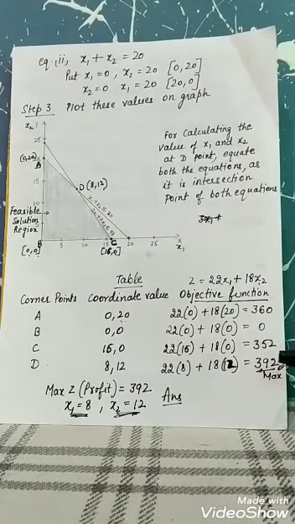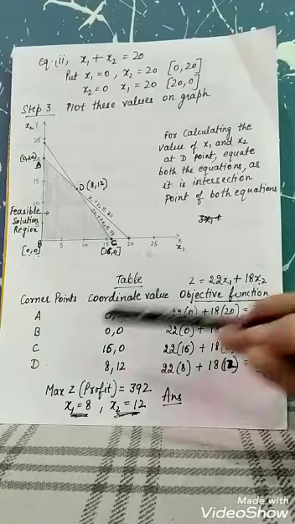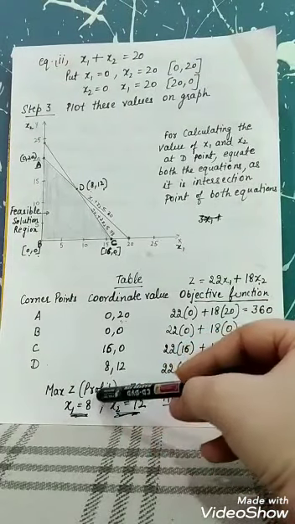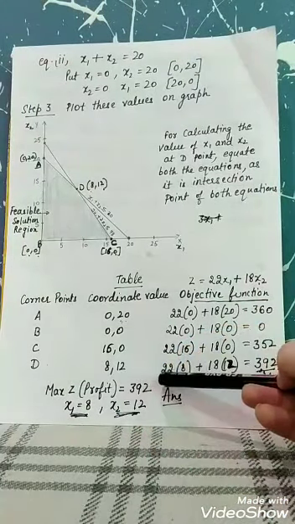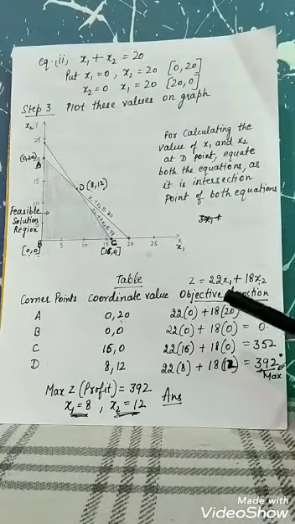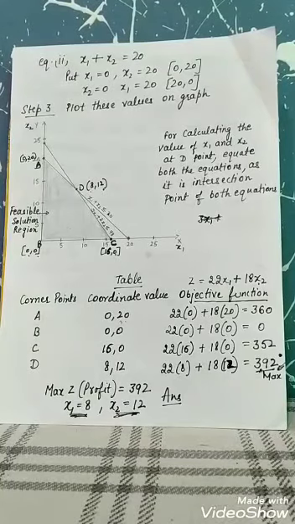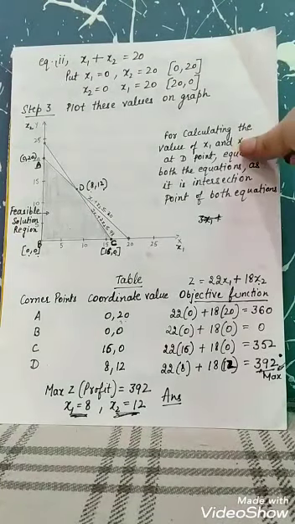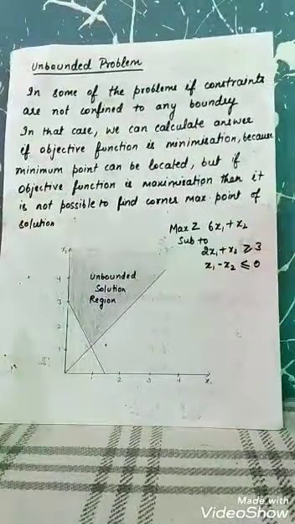And in this question our objective function is maximized, so our maximum value would be the answer. So now our answer is maximize z profit is equal to 392, where x1 is equal to 8 and x2 is equal to 12. So this is our graphic method, and through this method we can solve the value of x1 and x2. But there are some special cases also which we can discuss in this video.